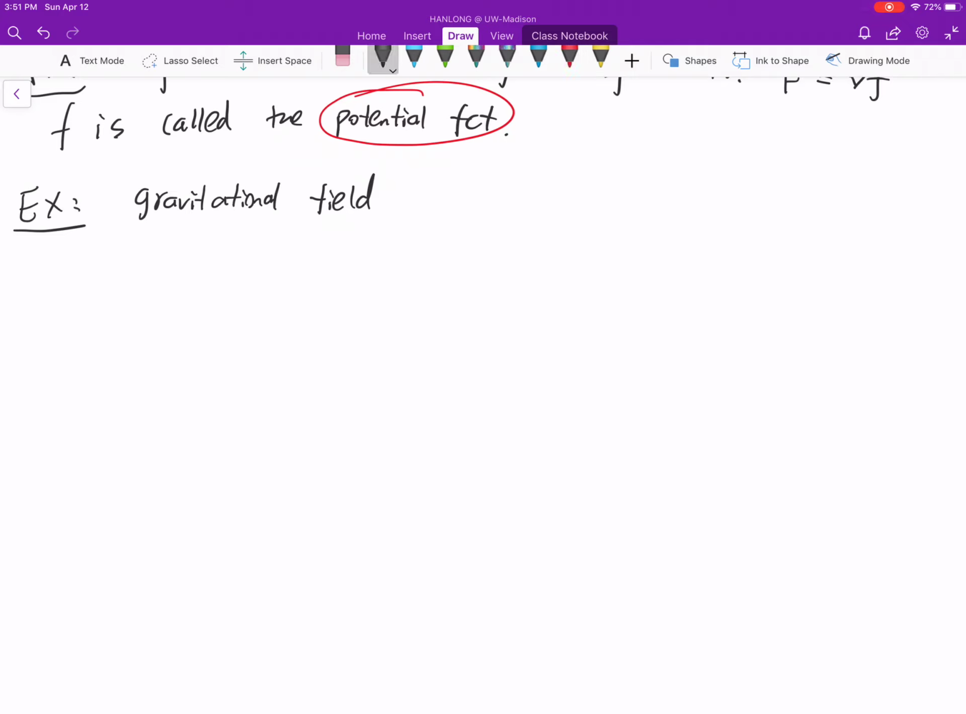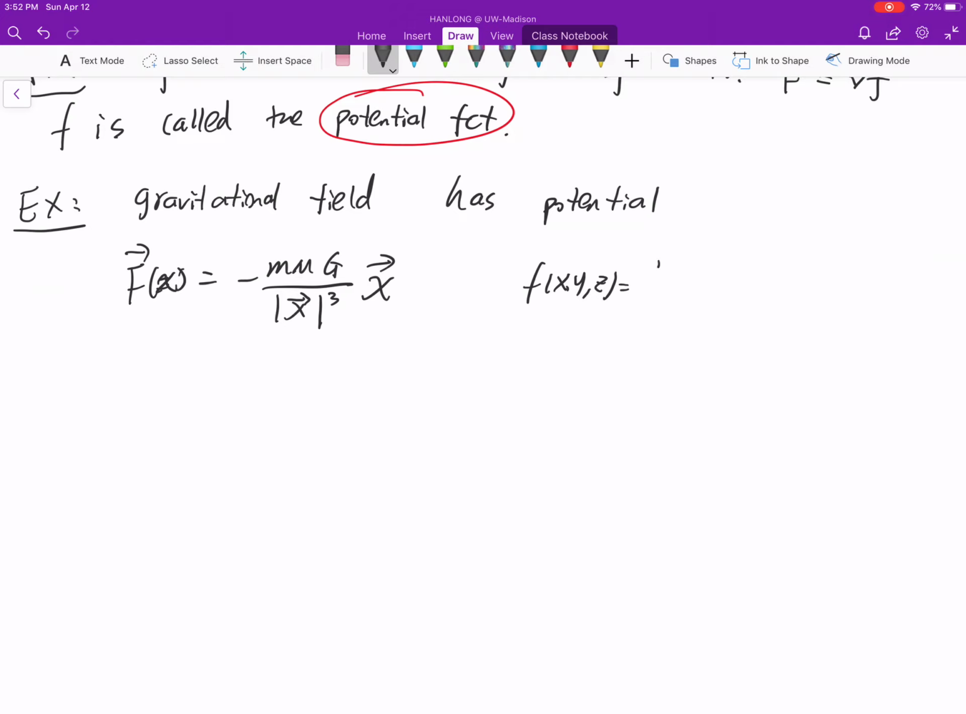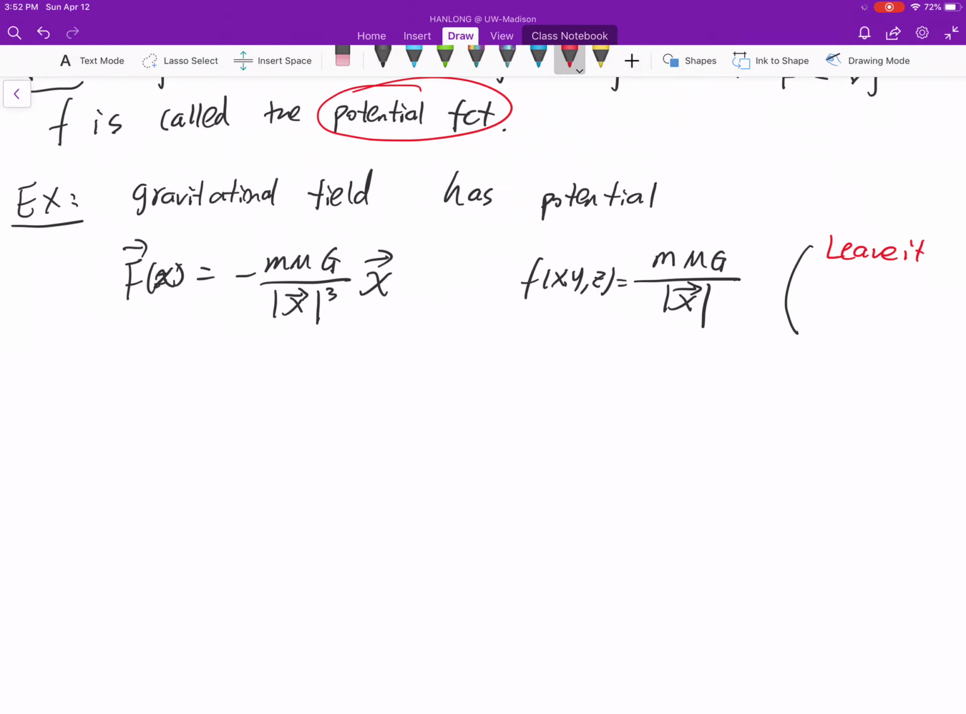Okay, let's see. The gravitational field has a potential. So recall what the gravitational field is. If you are not satisfied with the constant, just forget about that. As I said before, the only key feature is x over norm cubed. And the following is a little bit non-trivial. You need to really do the computation. So the question, I'll leave it to you: find f such that the gradient of f is capital F.